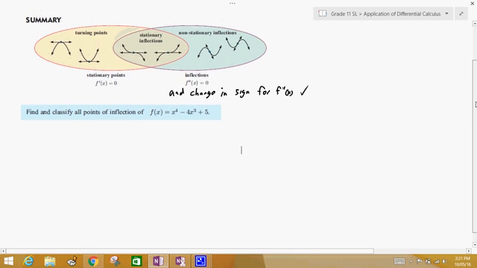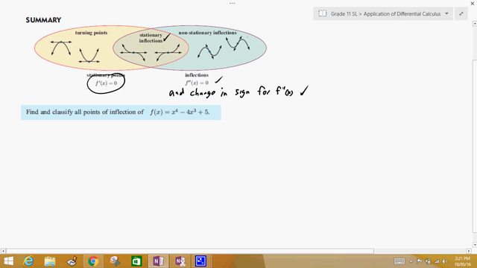Today we're going to be looking at inflection points. Inflection points means when the second derivative is equal to 0 and there is a change in the sign of the second derivative. Now there are different kinds of inflection points. One is a stationary inflection point where the first derivative is equal to 0, and the other kind is where the first derivative is not equal to 0.